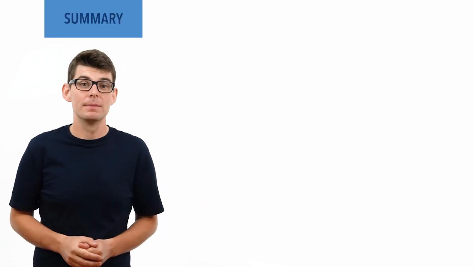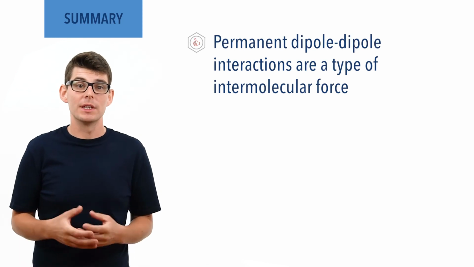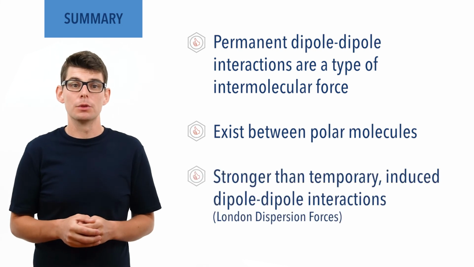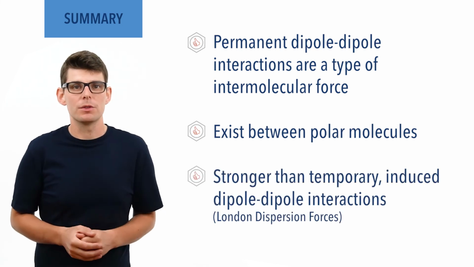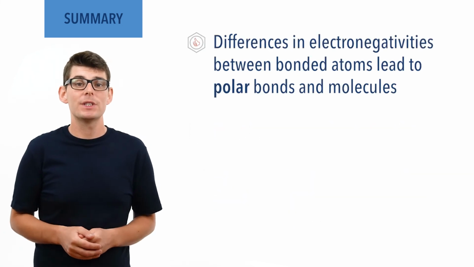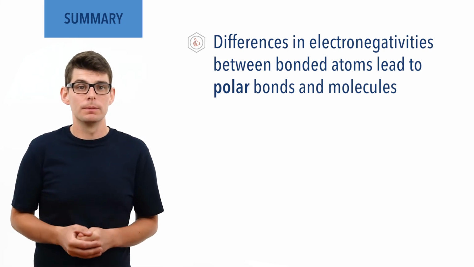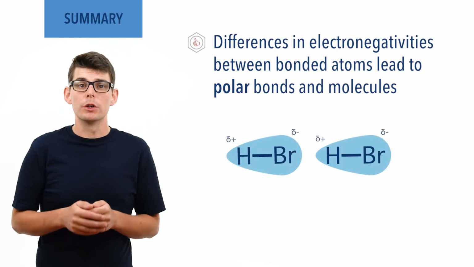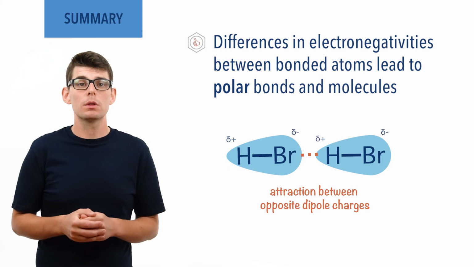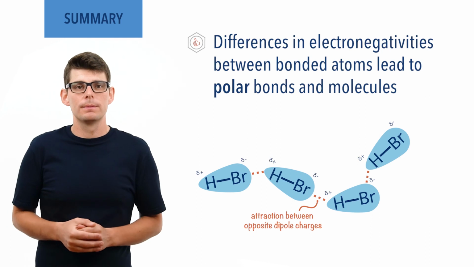So, to summarize, permanent dipole-dipole interactions are a type of intermolecular force that exists between polar molecules. They are stronger than temporary induced dipole-dipole interactions, or London dispersion forces. Covalent bonds between atoms with different electronegativities are polar, creating a dipole moment across a molecule that isn't symmetrical. Charges from one dipole can attract the opposite charge of a dipole from another molecule. These attraction forces hold the molecules together and need to be overcome or broken to melt or boil the substance.